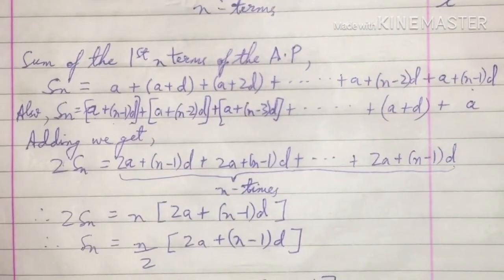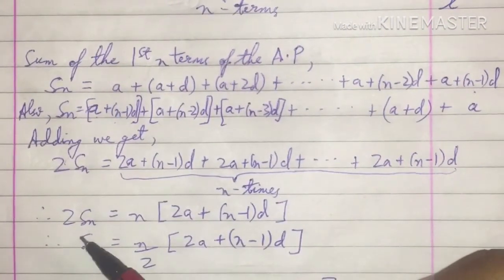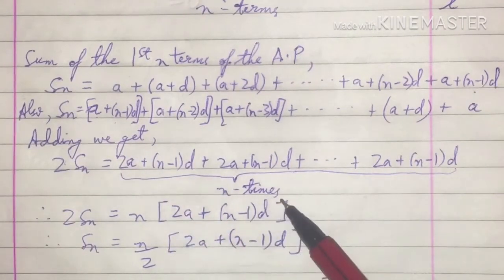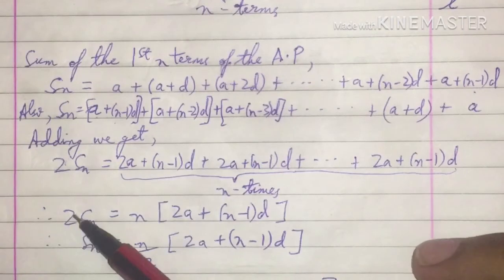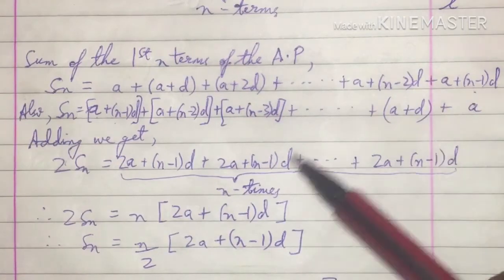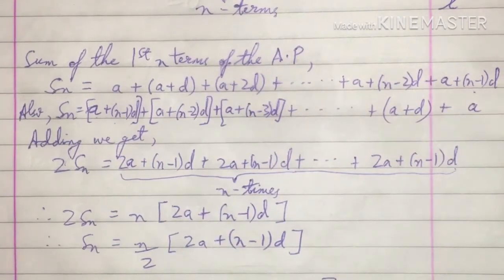So basically this becomes twice Sn equals n times (2a plus (n minus 1) into d), and dividing by 2 on both sides we get Sn equals n by 2 into (2a plus (n minus 1) into d). Now this is one formula for the sum of the first n terms.